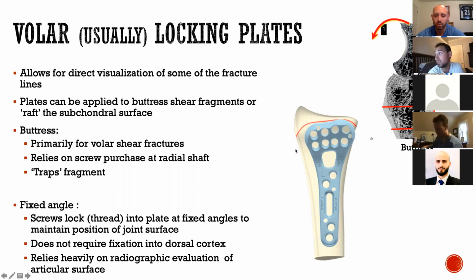So they actually don't really need to contact the bone surface that much. They thread directly into the plate, and by doing that, they form a fixed angle. So that holds whatever fragment is in that position. It's a fixed position, so you don't even need a dorsal cortex, because it's functioning almost like a peg holding up a certain area. And I'll show you some pictures to help conceptualize this.